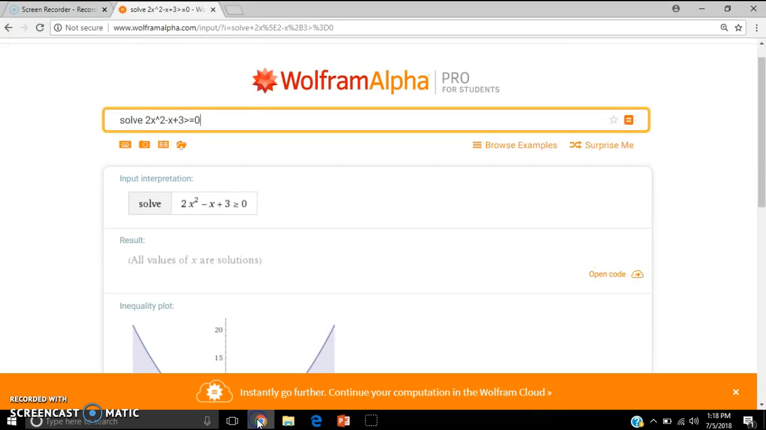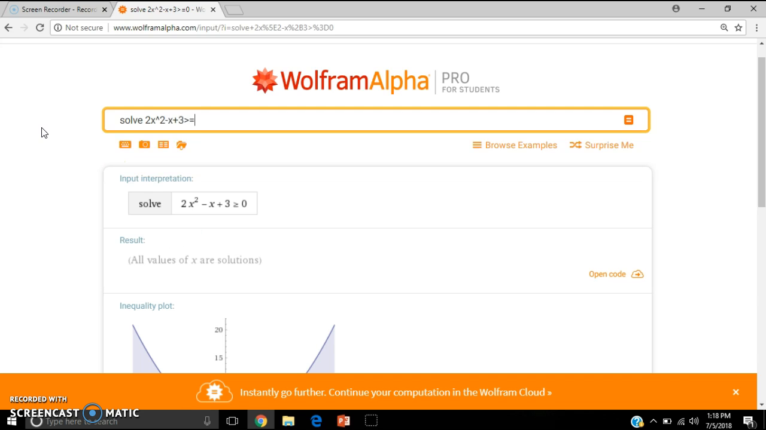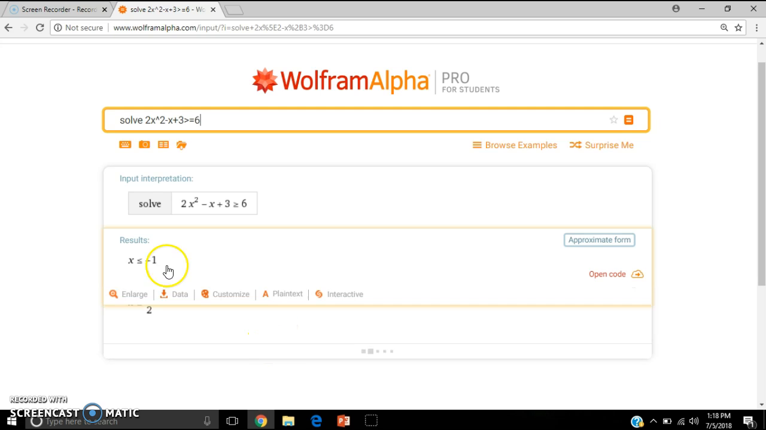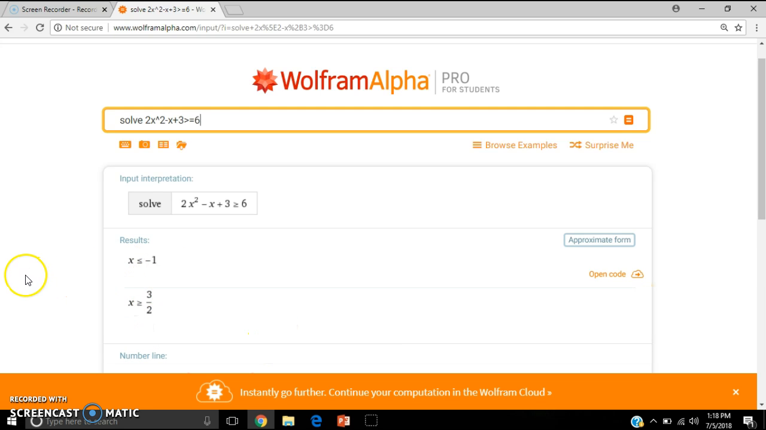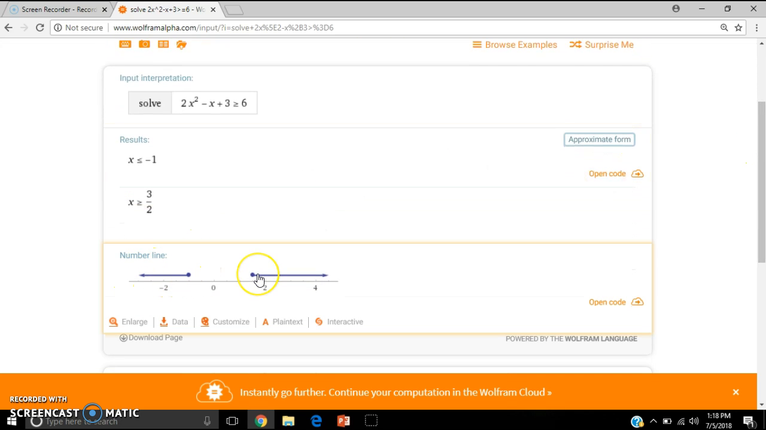In the second example, I'll show you how to solve equalities and inequalities using Wolfram Alpha. So I'll go to my website and write solve 2x squared minus x plus 3 is greater or equal to 6. I can directly read my answers here, or I can use the number line to write my answers in the interval notation. For example, here the answer is from negative infinity to negative 1, union 3 over 2 to positive infinity.